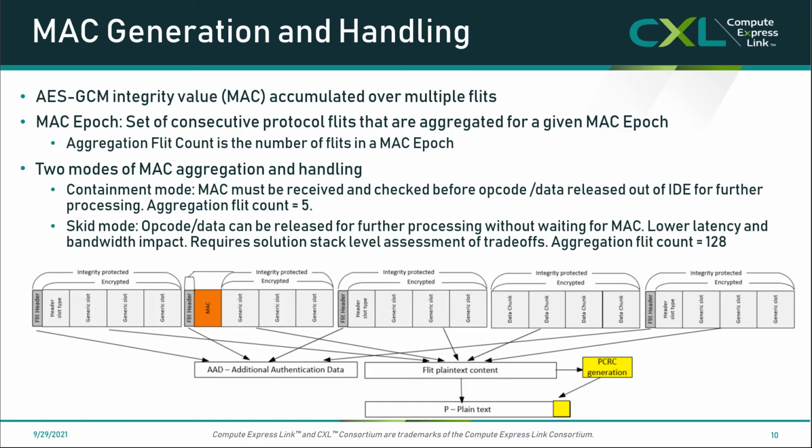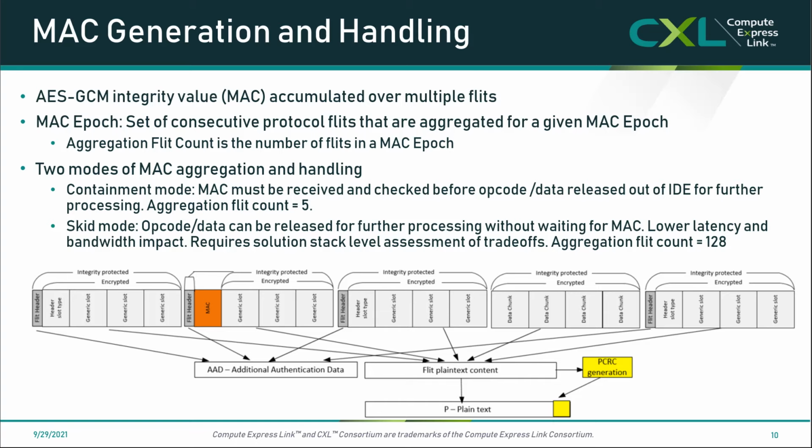The second mode, called skid mode, has a much larger aggregation flit count. It's 128 flits, which greatly reduces the bandwidth overhead because the MAC is only sent every 128 flits as opposed to every 5 flits. In skid mode, the receiver doesn't need to buffer up everything. The receiver is allowed to release this data for further processing without waiting for the MAC. This means that skid mode has much lower latency, but since this data is released and consumed prior to the MAC check, there's a risk: if any threat results in flit data modification that's later detected by the MAC check, it may be too late, the data has already been consumed. So this requires a careful assessment at the solution stack level to understand the trade-offs and the value the lower latency and lower bandwidth overhead would bring.